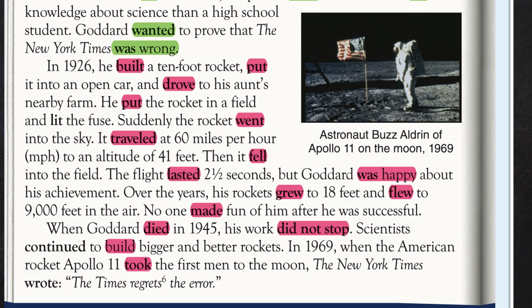Over the years, his rockets grew to 18 feet and flew to 9,000 feet in the air. No one made fun of him after he was successful. When Goddard died in 1945, his work did not stop. Scientists continued to build bigger and better rockets. In 1969, when the American rocket Apollo 11 took the first man to the moon, the New York Times wrote, "The Times regrets the error."